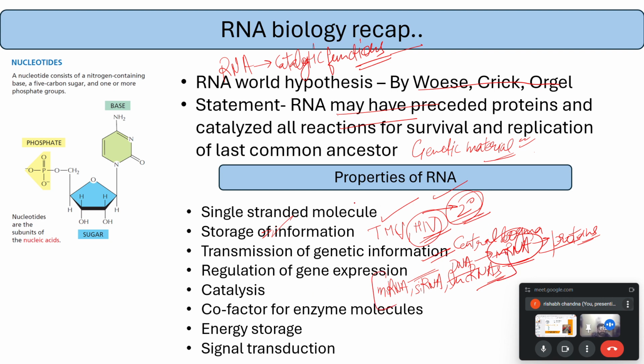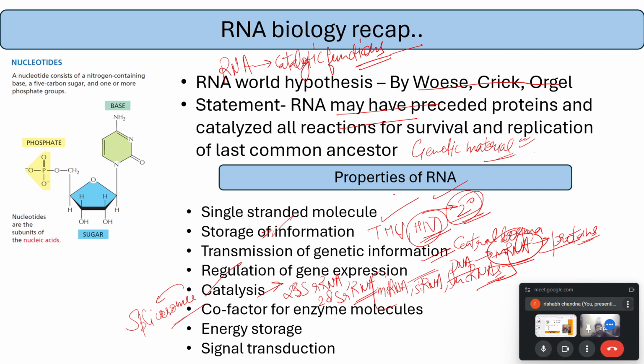Then for catalysis, for example, there is peptidyl transferase, that is 23S rRNA and 28S rRNA, which helps in peptide bond formation. And then the spliceosome is also composed of RNA and protein, a combination of RNA and protein that catalyzes different reactions. So it also has catalytic functions.